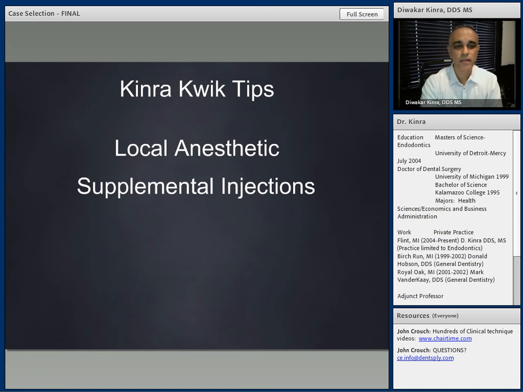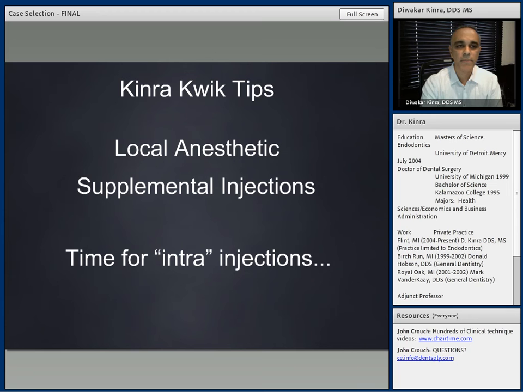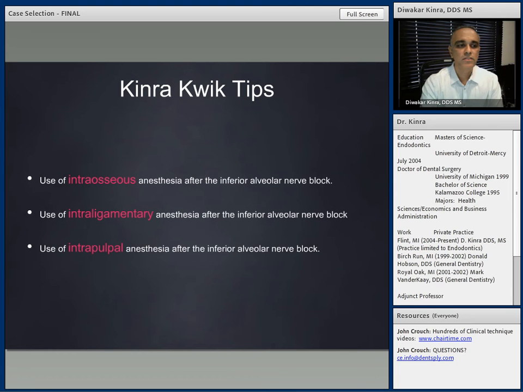Okay? And this is what I call time for an intra injection. And these are the three types of intra injections that I'm going to perform when I want to get that patient numb if they still feel the endo ice. Dr. Kinra, here are the three.